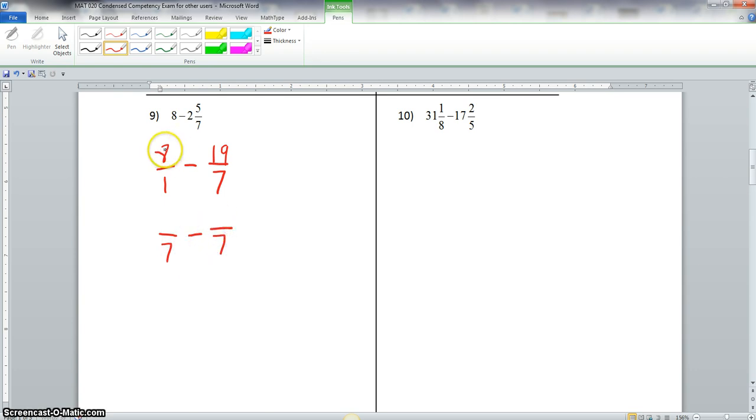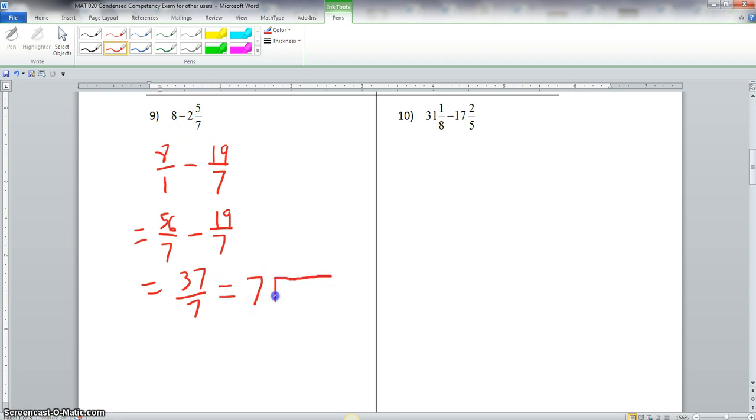Now we do our cross multiplication. 8 times 7 is 56, and 1 times 19 is 19. Now we subtract. 56 minus 19 will give us 37. And we'll have 37 over 7. Now 37 is a prime number, and 7 is a prime number. But since we started off with a mixed number here, we have to write our answer as a mixed number.